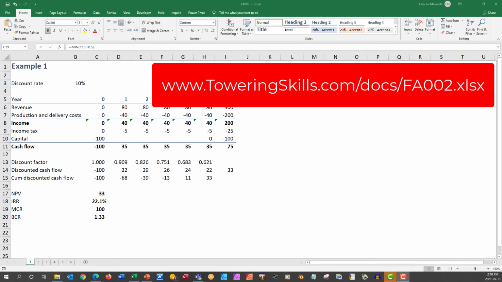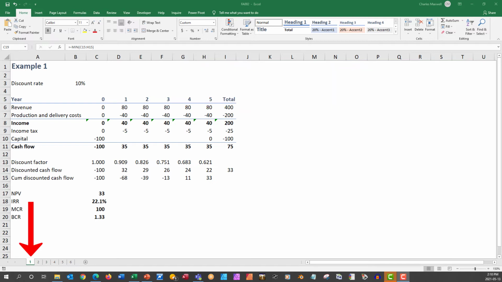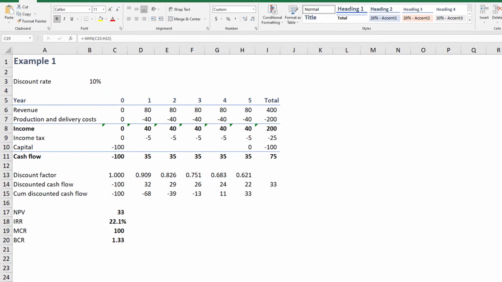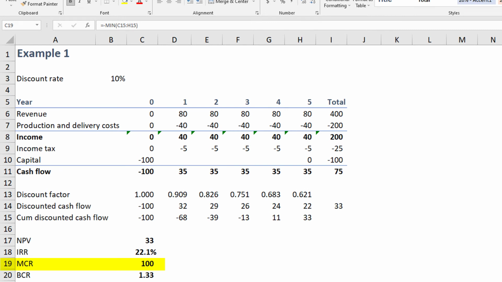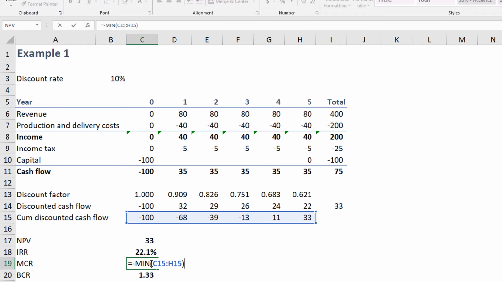You can find the Microsoft Excel workbook that accompanies this video at toweringskills.com/docs/FA002.XLSX. Select Example 1 on Tab 1. We discussed much of this sheet in the prior video. However, we did not discuss cell C19. C19 calculates the maximum capital at risk, MCR, by finding the most negative cumulative discounted cash flow, which is the most negative cell in the range C15 through H15.